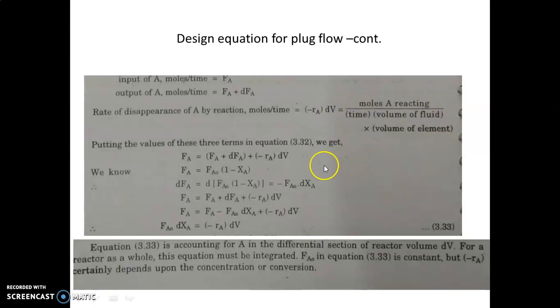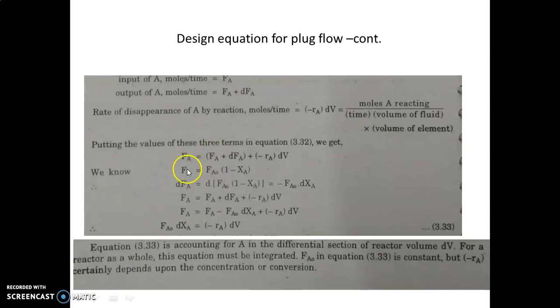So you have to put this value in our previous equation, equation number 3.32. Then we get Fa is equal to, means input is equal to output. So this is the output, Fa plus dFa, plus the rate of disappearance, that is equal to minus Ra into dV.